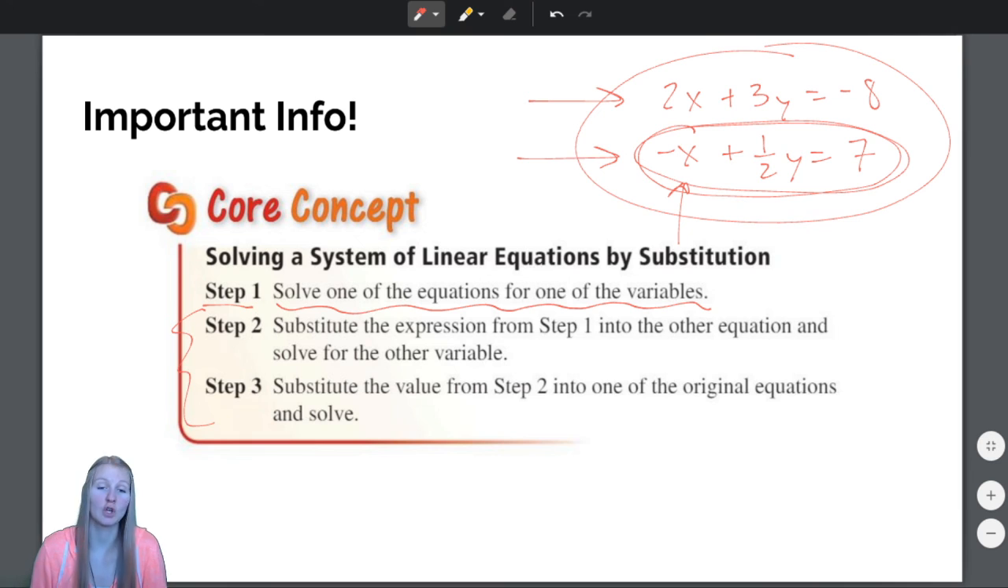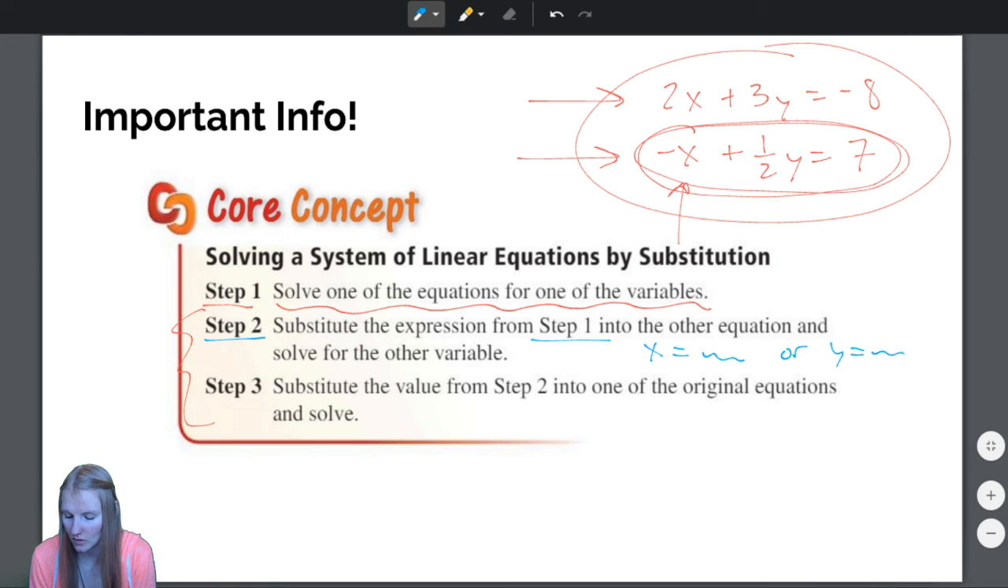We did steps 2 and 3 in the last video and in our entry task, and we're going to still do steps 2 and 3 because they are crucial for substitution, but we're also going to add in step 1 today. So, of course, step 2 was to take the expression from step 1. So take your x equals or your y equals and plug it in to the other equation.